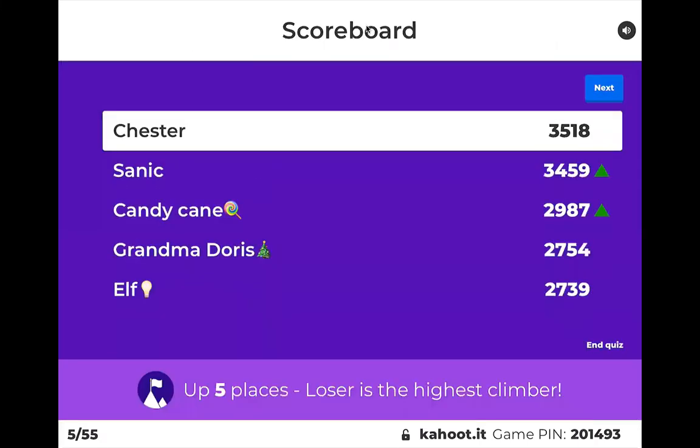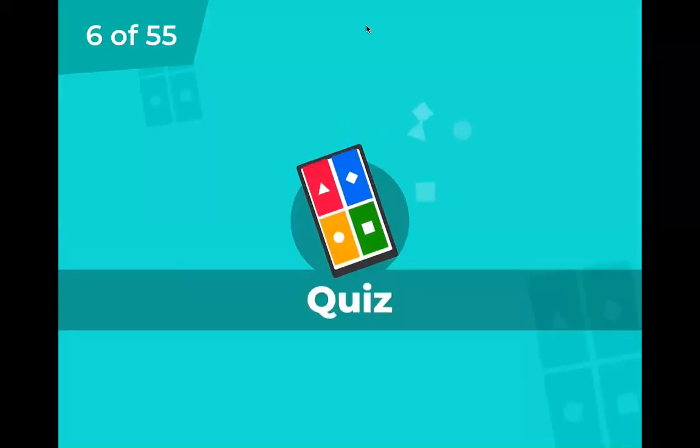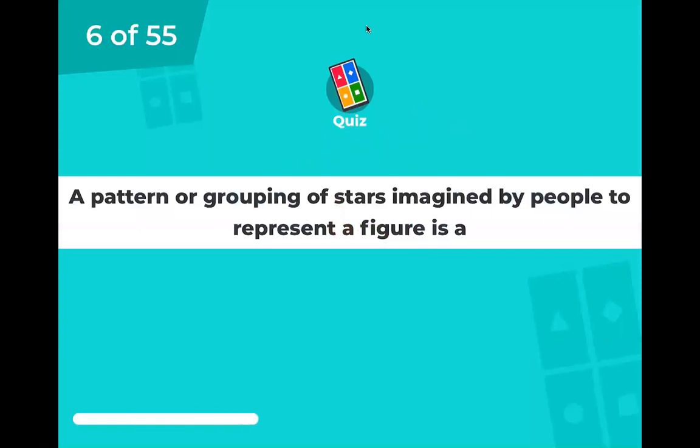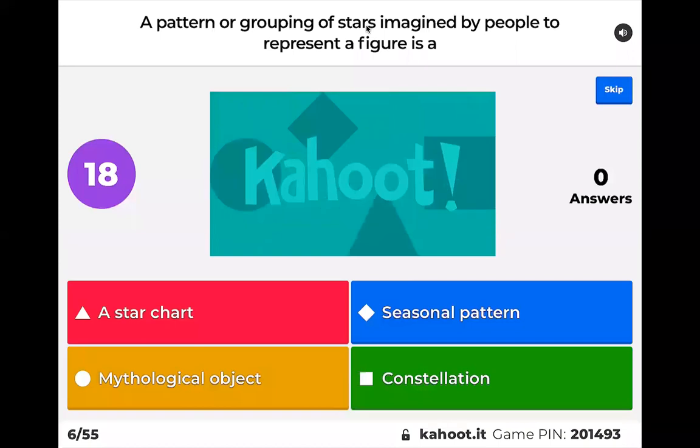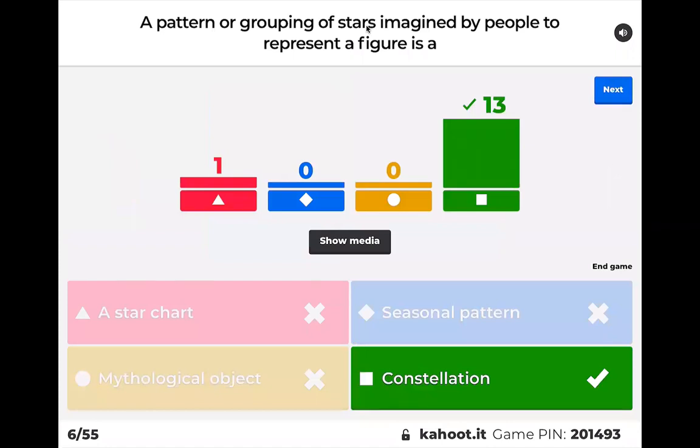Sanic. Candy cane, I like that one, yeah. A pattern or grouping of stars imagined by people to represent a figure is a star chart, mythological object, seasonal pattern, or constellation. Yes, it is a constellation.